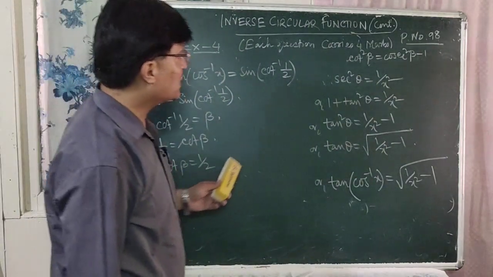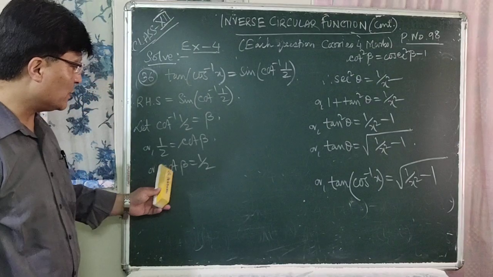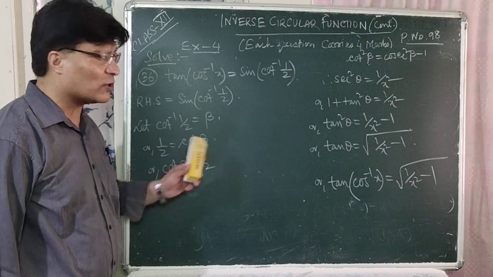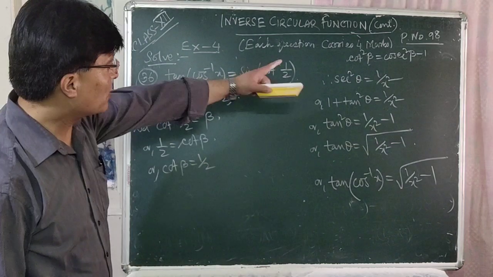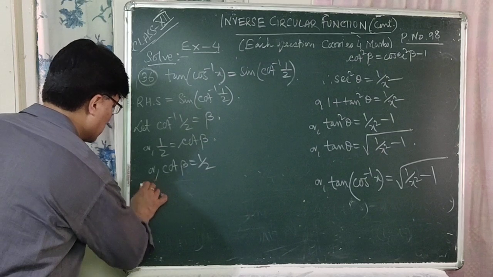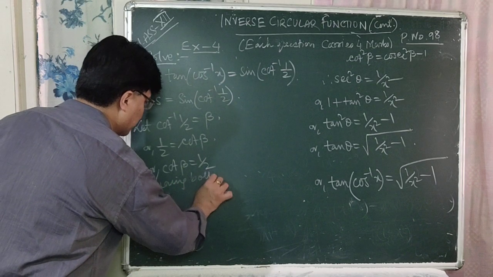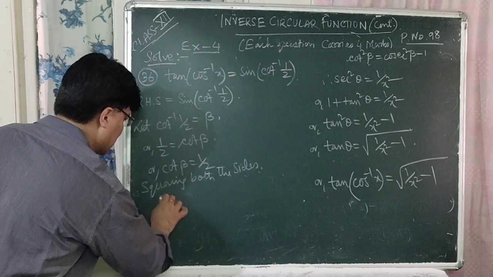That is cot beta is equal to half. We have got cot beta is equal to half. But now in this case you have to convert into cosec beta first, then only you can change it into sine beta. So write down squaring both the sides. So squaring both the sides, what do we get?